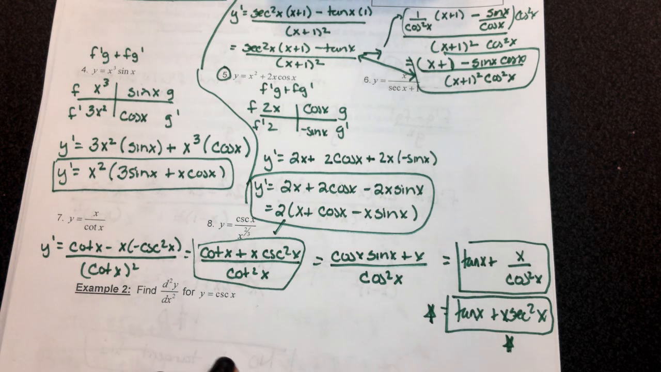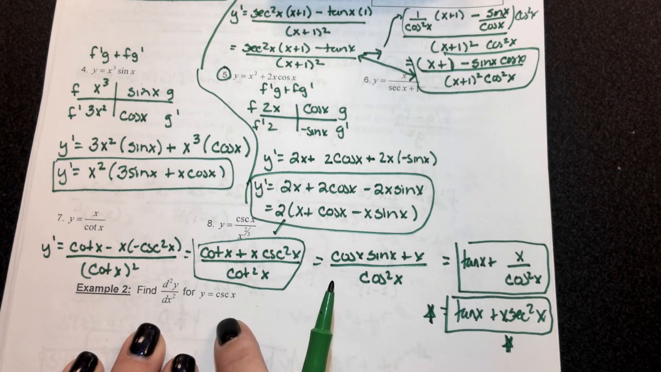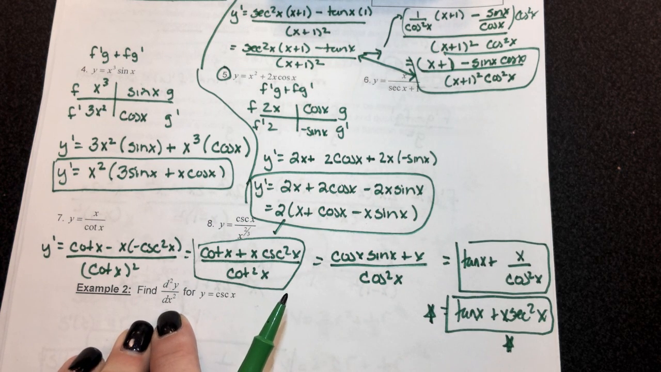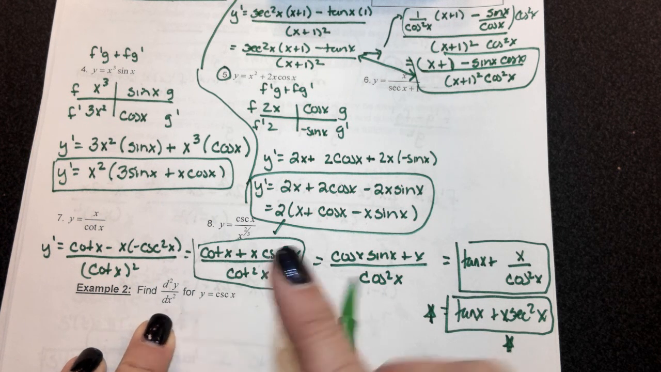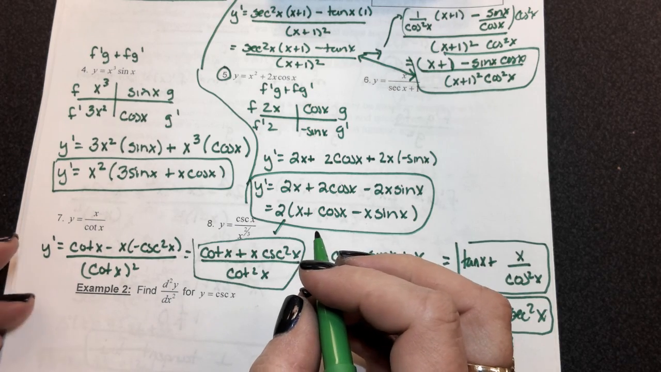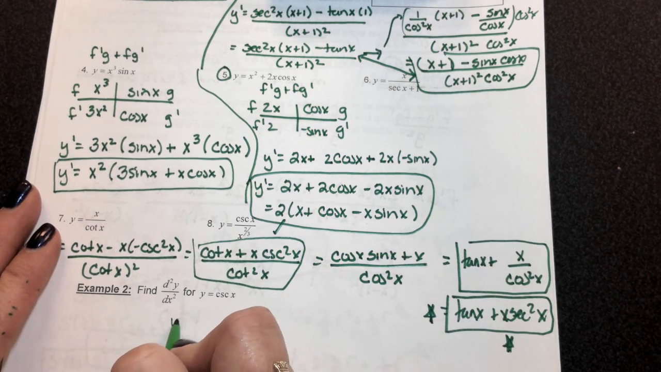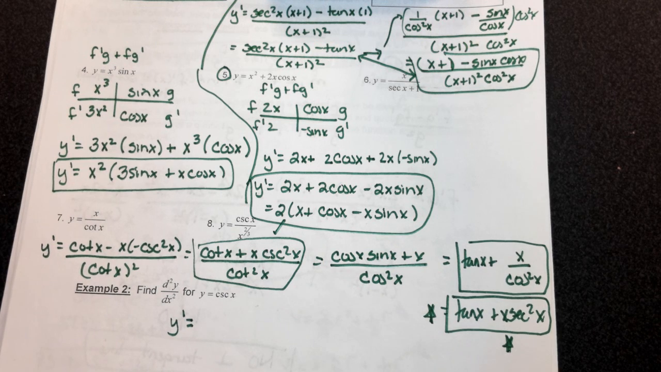All right, what are they asking me to do in example 2? What does this notation mean? They want you to find what? What does this notation mean? What do they want you to find? Second derivative. So to find the second derivative, what do you have to find first? You have to find the first derivative. You can't get to the second derivative without first finding the first derivative.